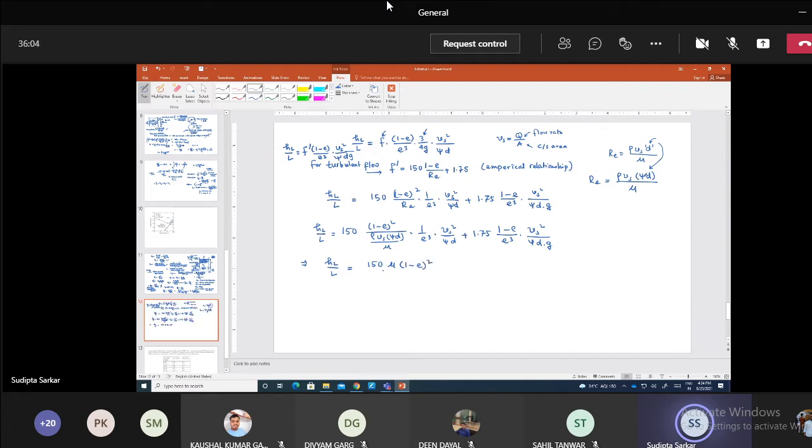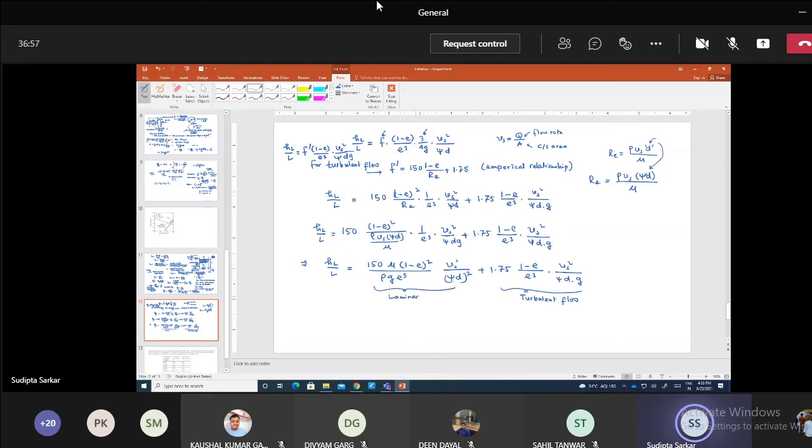Okay, and we have rho g from here, and we have E cube, and we have Vs here divided by psi d square, plus 1.75 into (1 minus E) by E cube into Vs square by psi d into g. So this is our equation. This part comes for turbulent flow, and this is for the laminar flow.